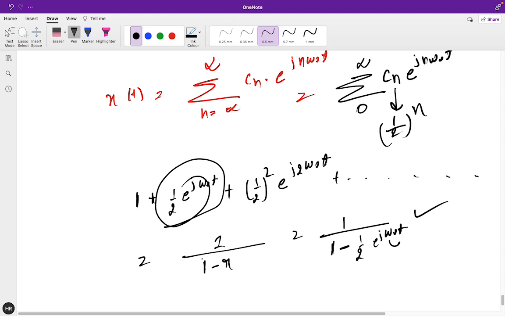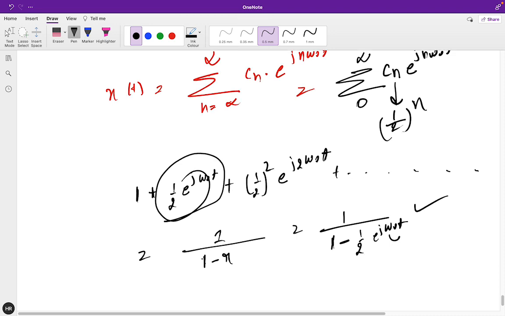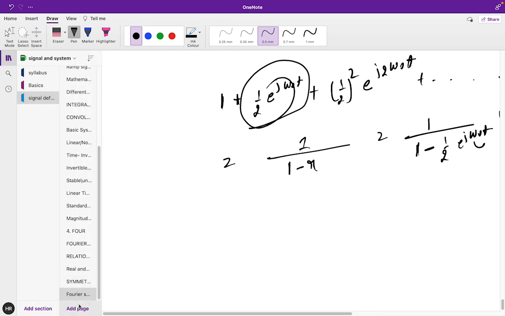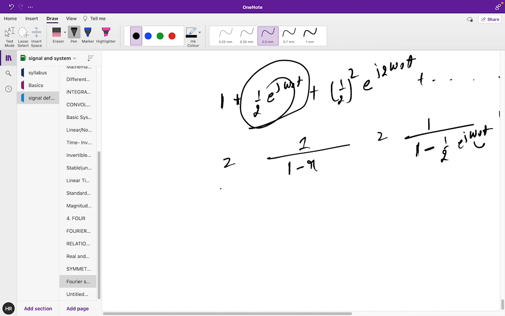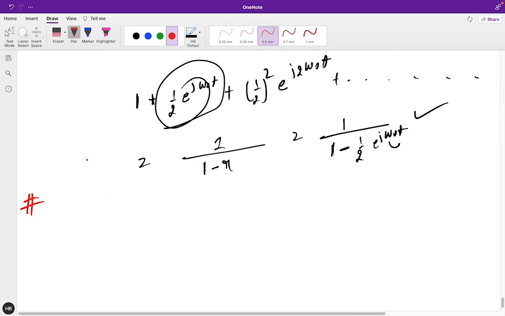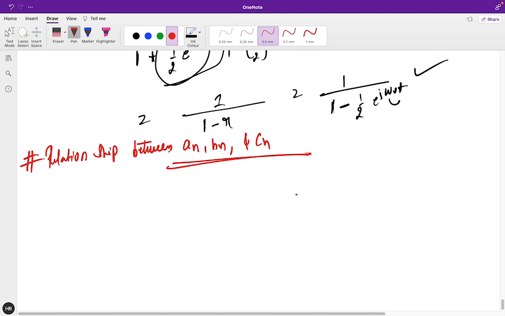Okay, now I'll tell you the relationship between the complex and the trigonometric Fourier series. There is one relationship between the complex and trigonometric Fourier series expansion. So what is the relationship? The next topic is that only. Okay, so write it down. Relationship between an, bn and cn. So what is the relationship between an, bn and cn?